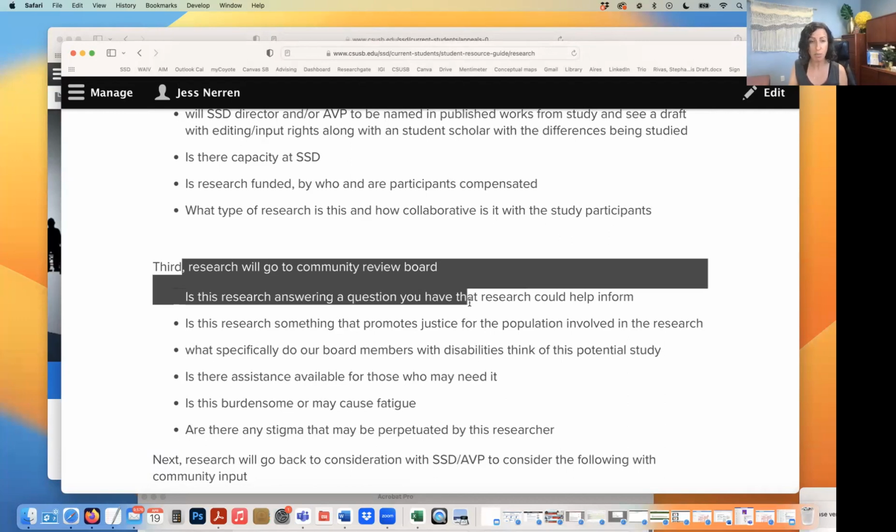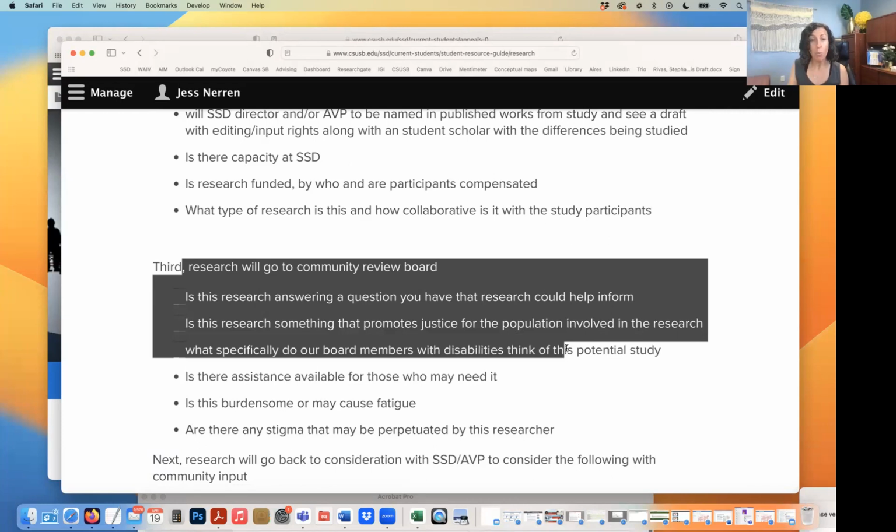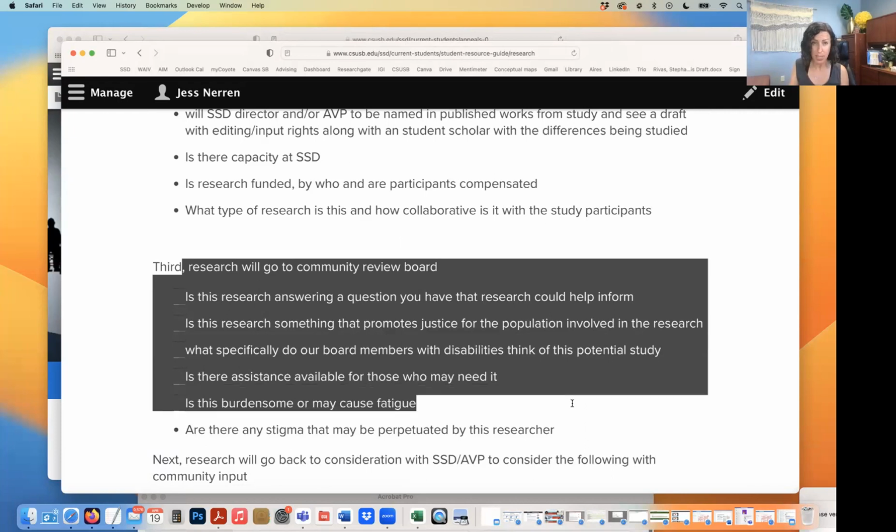And we're going to ask them the following: does this research answer a question that could help inform you? Does it promote justice? What do you think of this research? Is there assistance available? Is this burdensome on the populations being studied?